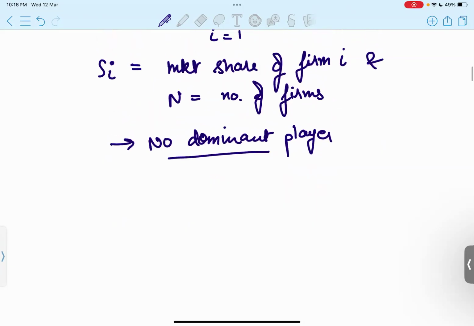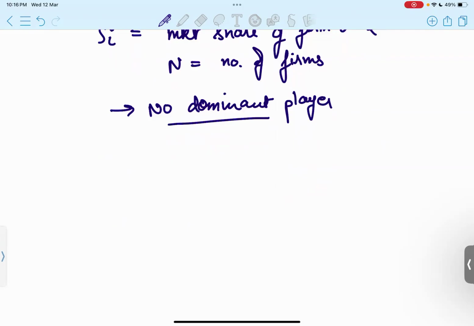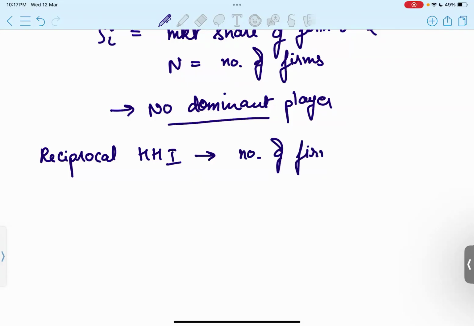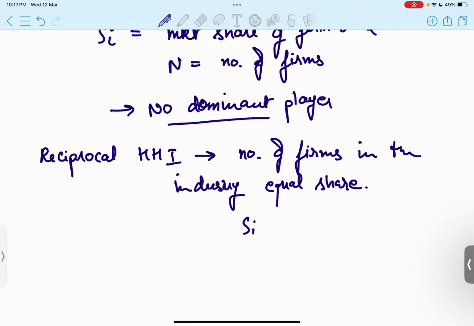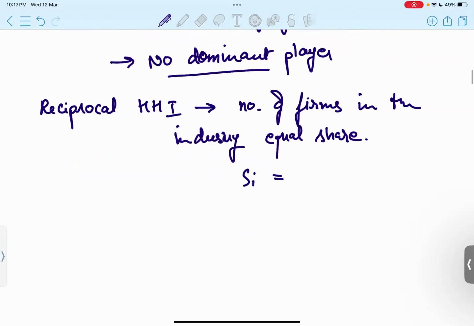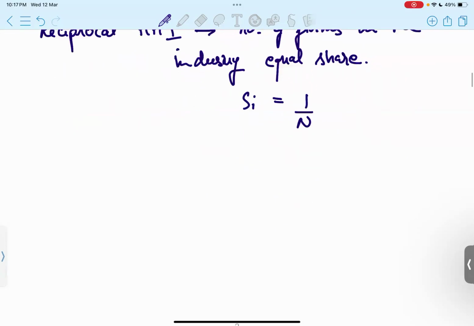And the reciprocal of this index, what would that signify? The reciprocal of the HHI will showcase the number of firms in the industry, only if all the firms have an equal share. What is important is equal share. We can write this as Si, the ith firm's share, being the reverse of the total number of firms which are there.